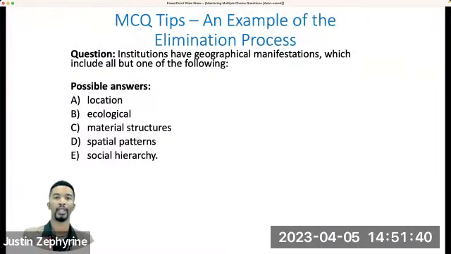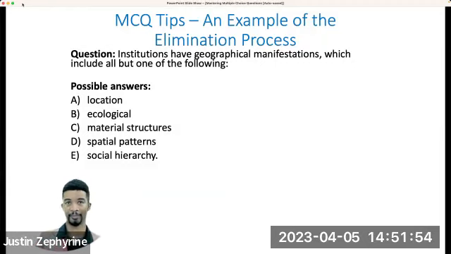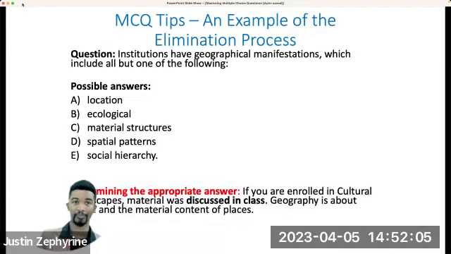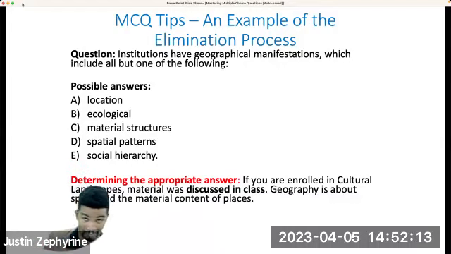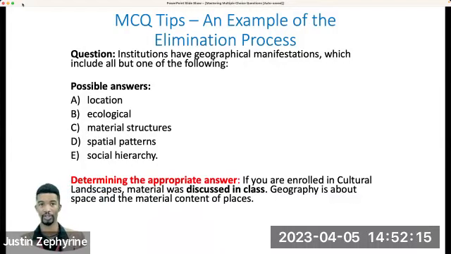And for this question, this is it here. Institutions have geographical manifestations which include all but one of the following. Possible answers: location, ecological, material structures, spatial patterns, social hierarchy. All right, again, the question: institutions have geographical manifestations which include all but one of the following. Hint, hint. Here's the explanation here. If you're enrolled in cultural landscapes, material was discussed in class, right? So that's the context. We know that geography is about space and the material content of places.